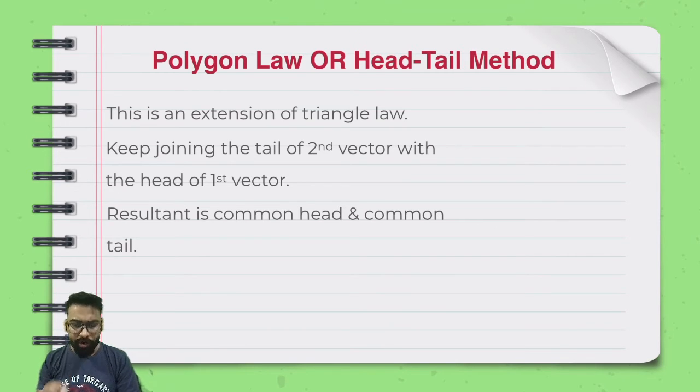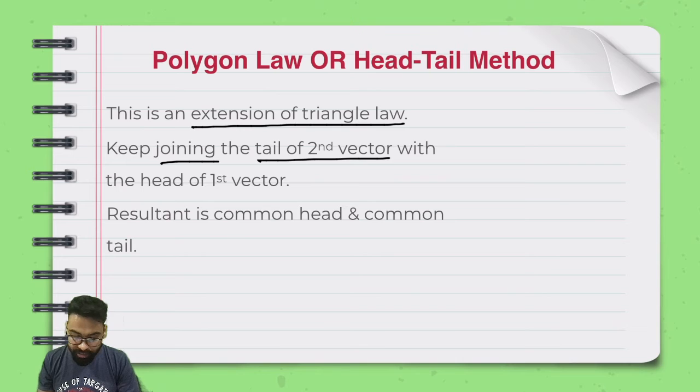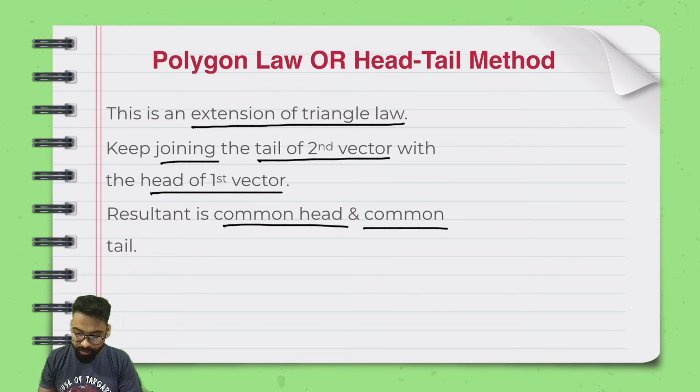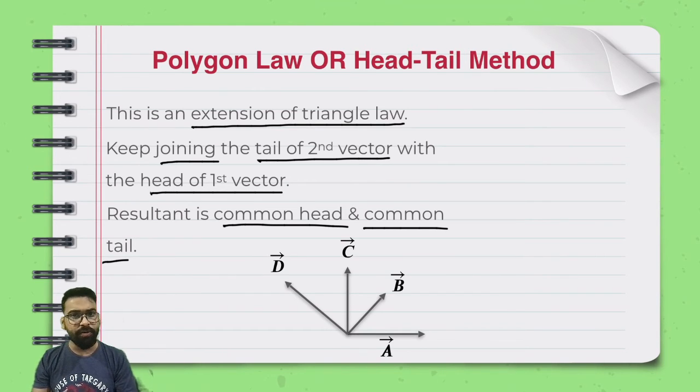So the important parts to be underlined are that this is an extension of the triangle law. In this we have to join the tail of the second vector and the head of the first vector. And finally, the common head and common tail are to be joined to get the resultant. How do we do that? Let us say we have a lot of vectors. Remember, this is a method that you can use whenever you have more than two vectors to be added graphically. So let's say these are the four vectors given to us. I hope everybody can see A, B, C, D are different vectors having different magnitudes, maybe in different directions.